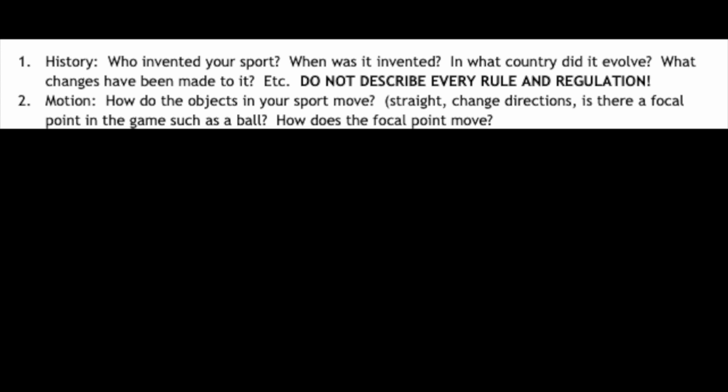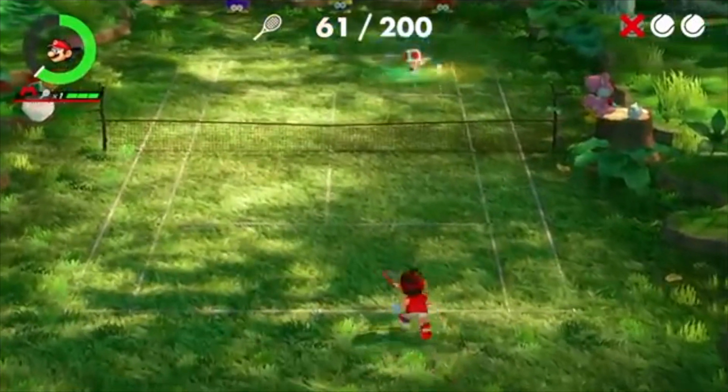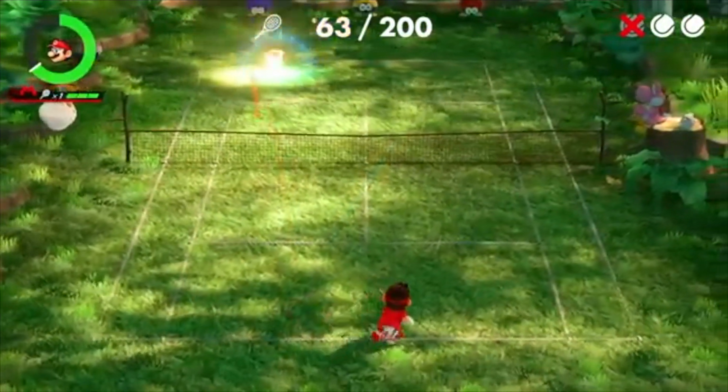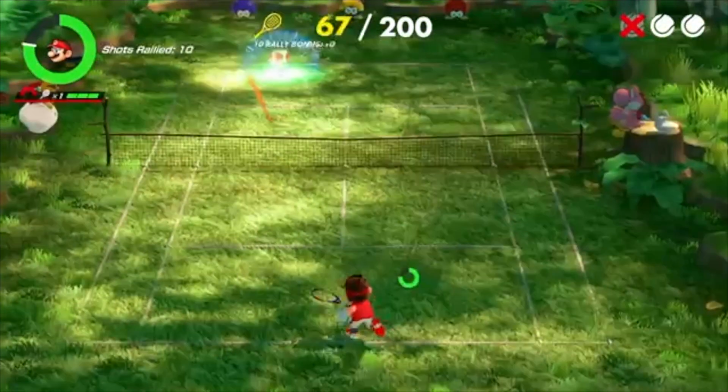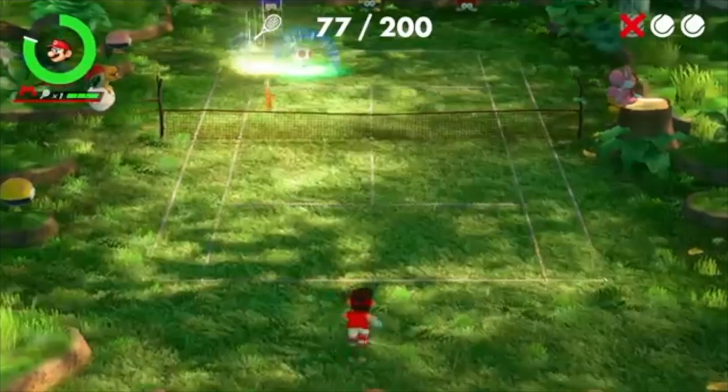Okay, number 2. How do the objects in your sport move? Well, there is a focal point in this game. What is a focal point? Well, a focal point is a thing that is important. In this game, it is a tennis ball.